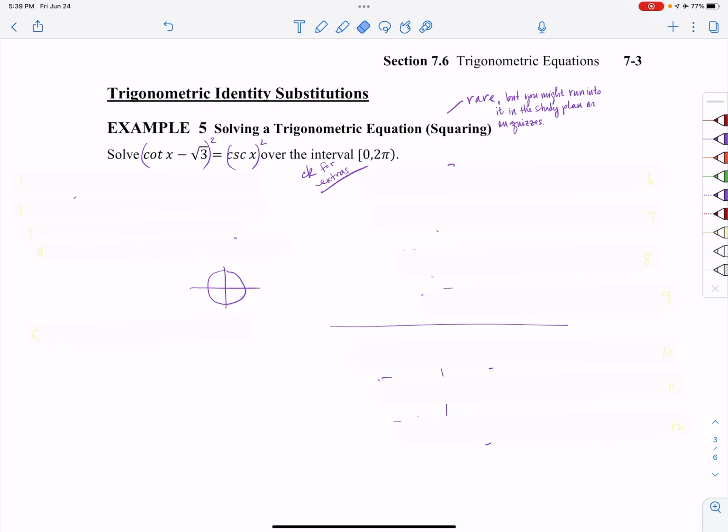You see here, I've even written a little note that these are kind of rare, but you might run into them in your study plan or on your quizzes. So you do need to know how to do these. Now, every once in a while, it would be helpful if I could square both sides. And that's the case here.